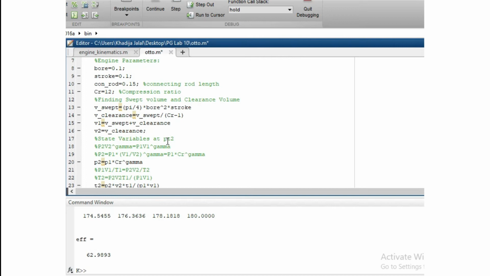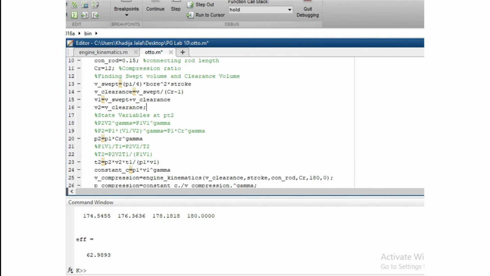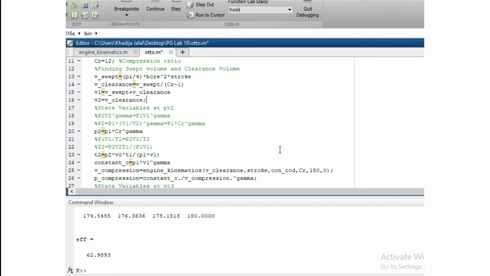In order to find the state variables at point 2, we have to find the pressure and temperature at state 2.